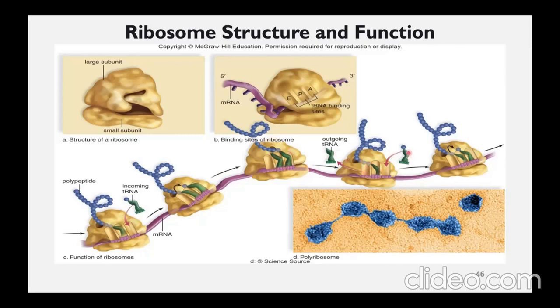So then A takes a new one. In order for the new one to come in here, the one at the P site must shift. It will shift, so from A to P, and P to E. This gives space for the new one to enter A. A shifts to P and then P shifts to E, and they exit. So the P site always gives the polypeptide to the A site. Later there will be a video, don't worry.